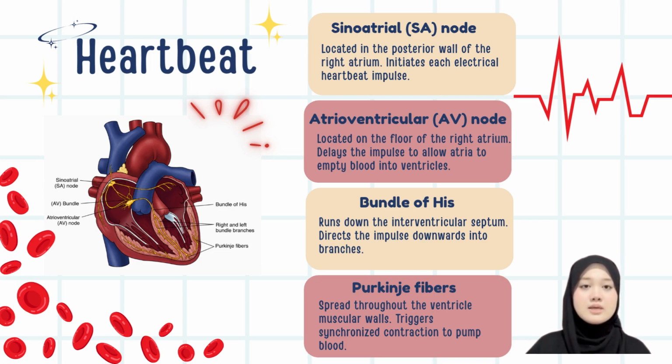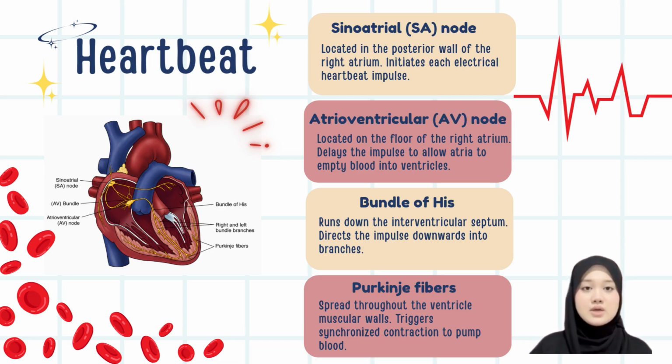The signal then moves to the atrioventricular or AV node, situated on the floor of the right atrium. Crucially, it delays the impulse for a brief moment to allow the upper atria to empty their blood completely into the ventricles. Next, the electrical pathway hits the bundle of His.